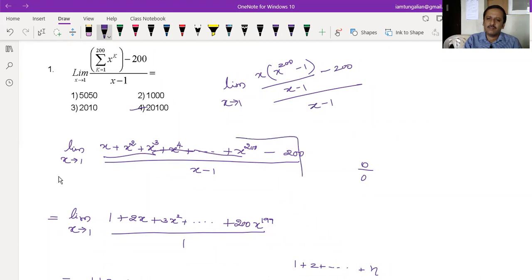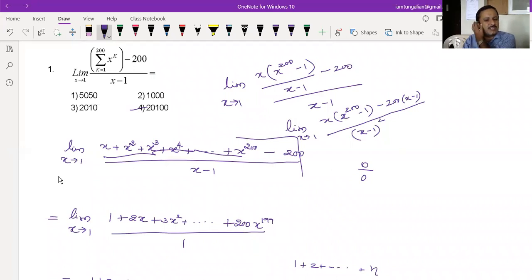So now after simplification, this will give you limit as x tends to 1, (x^200 minus 1 minus 200 into (x minus 1)) whole divided by (x minus 1) whole square. Now if you apply the limit as x tends to 1, still it is 0 by 0 only. So again you have to go for L Hospital's rule. You will have to use L Hospital's rule twice. So very complicated, hence not advisable. Can be solved, but complicated.